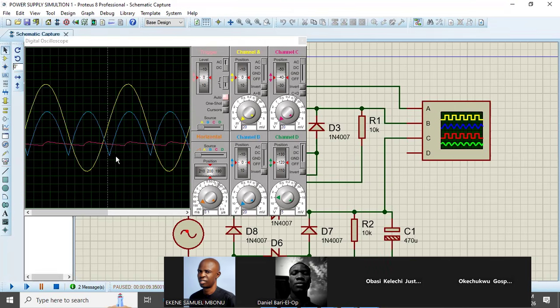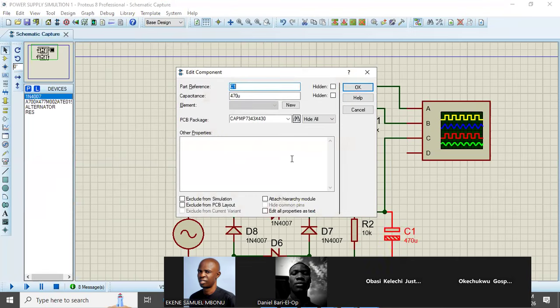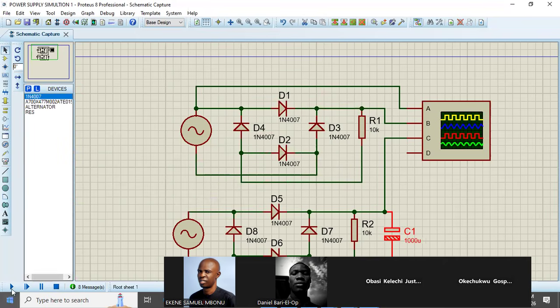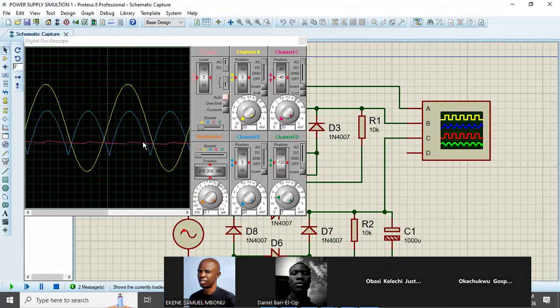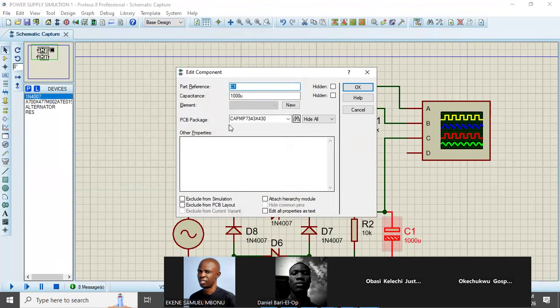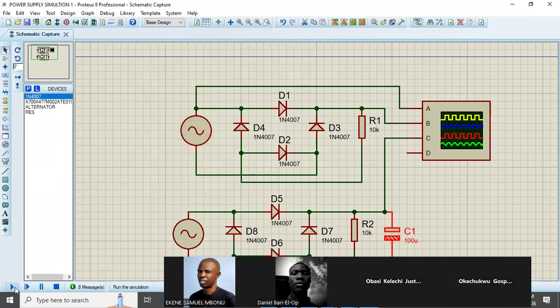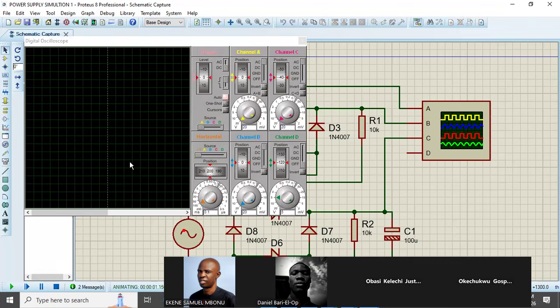It's almost DC now. Let's increase that capacitor to, say, 1,000. You will see the effect. You see the filtration capacity has increased. If we reduce the capacitance to, say, just 100, the ripples will be much.